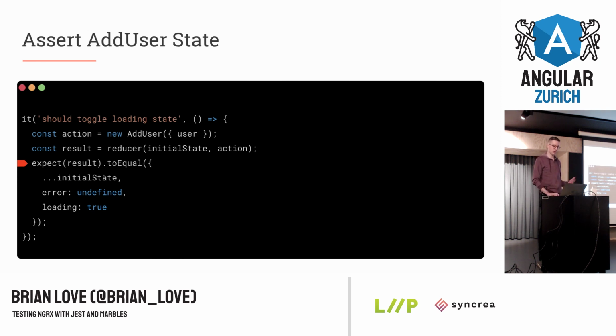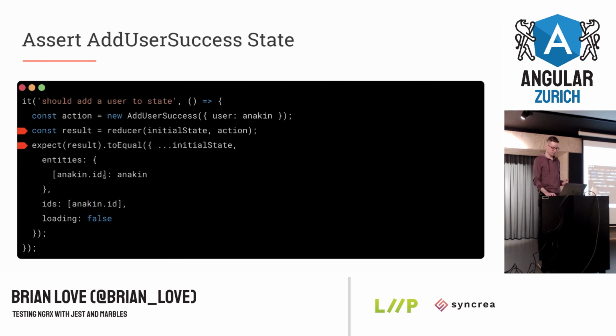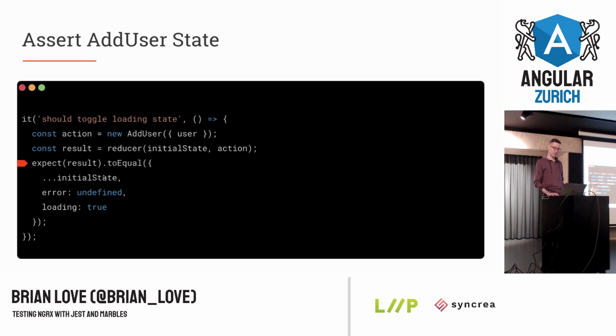And then we're going to expect our result to equal exactly what we saw in that reducer, right? So here's our initial state. We're going to spread that. The initial state, error is supposed to be undefined, and loading has been set to true. So pretty easy to test our reducer function. There's not a lot of magic here.